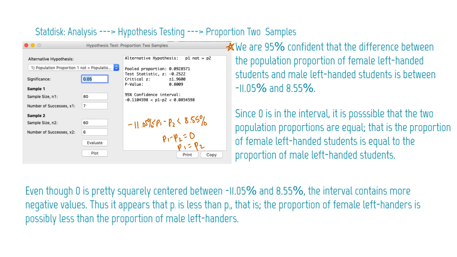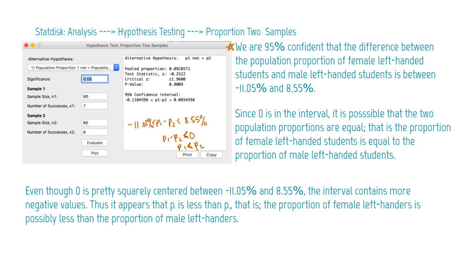And the final conclusion we can make is to realize that, again, even though 0 is pretty close to the middle of that interval, the interval technically does contain more negative numbers, about 3 negative percentage points more than the positive side of the interval. So that means that the difference between P1 and P2 is less than 0, right? That's what it means to be negative. And so that means that P1 is probably less than P2. In other words, the proportion of female left-handers is possibly less than the proportion of male left-handers.